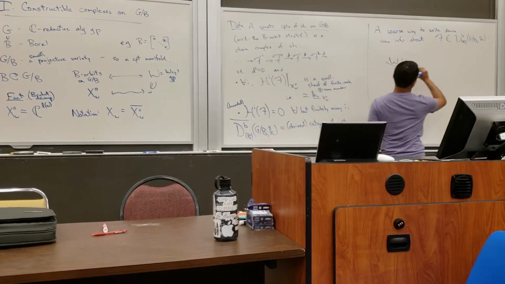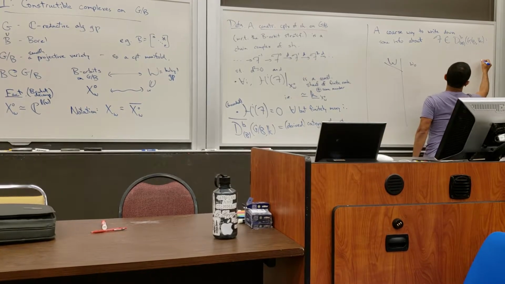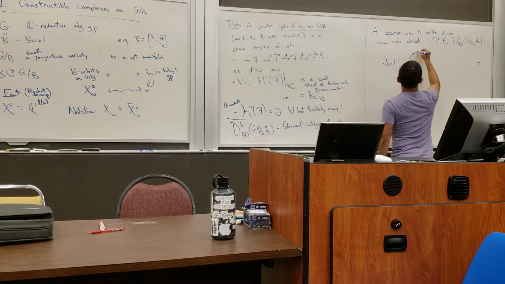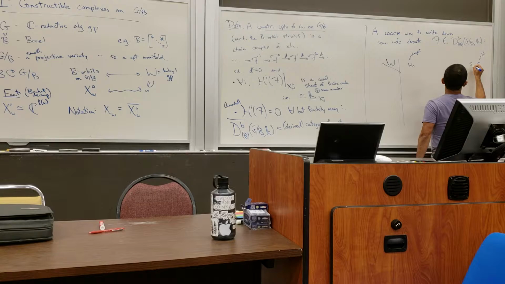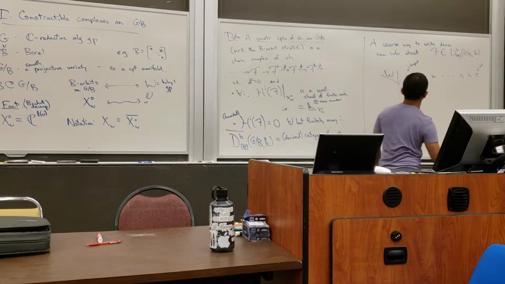I want to list the Weyl group elements across the top. And I like to do this starting from longest to shortest. So this is the longest. Here's the identity element. And then maybe there's some simple reflections over here. And then there's sort of random elements in the middle.